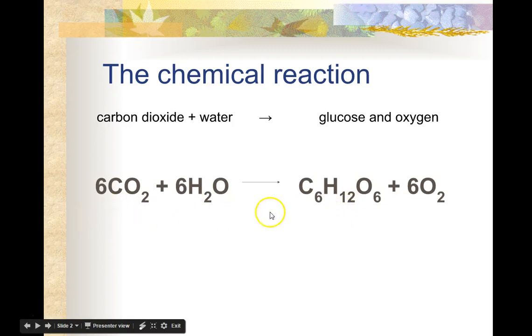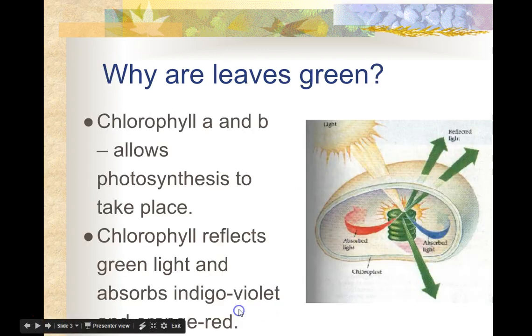This right here represents the chemical equation for photosynthesis. It's important that you know that it takes 6 carbon dioxide molecules to combine with 6 water molecules to produce C6H12O6, which is a simple sugar called glucose, and 6 oxygen molecules. So there you have it. The chemical equation for photosynthesis. That's something you need to know.